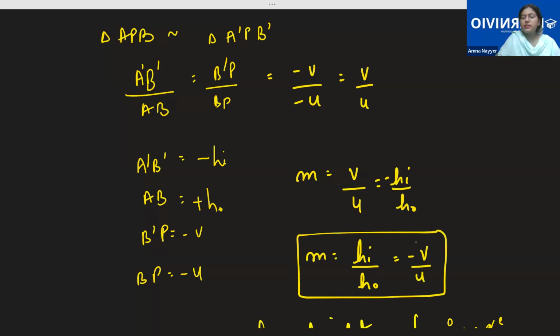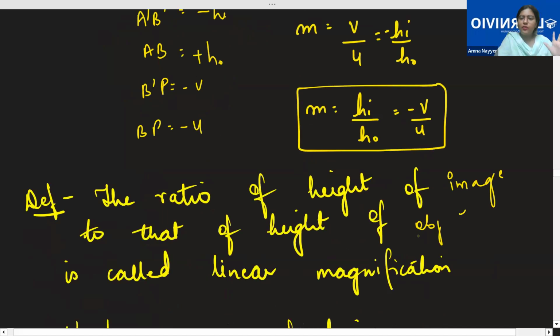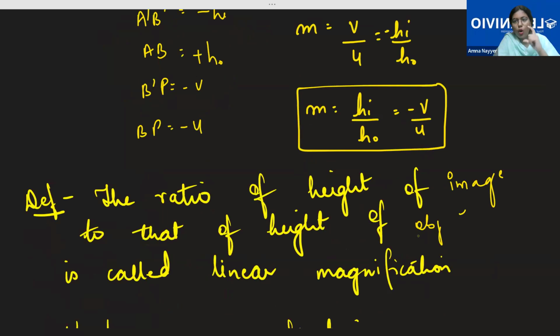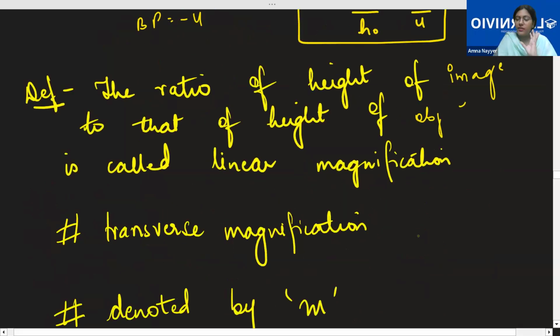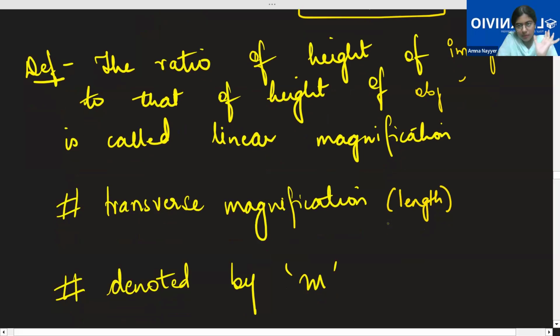Remember this because in length, this minus sign will vanish. So magnification is height of image by height of object, which is further equal to minus V by U in the sign convention. So what's magnification? Ratio of height of image by height of object is known as linear magnification. When you take the heights of object and image, that is linear magnification. Then you have transverse magnification. Transverse magnification means if you take the length of the image, or if the object is put transversely. So that is transverse magnification. This is denoted by the symbol M.